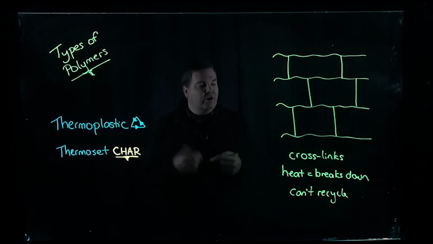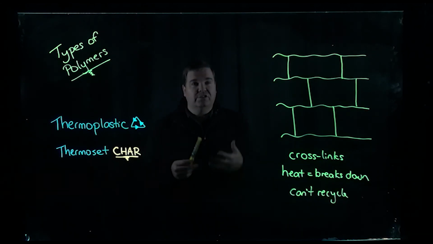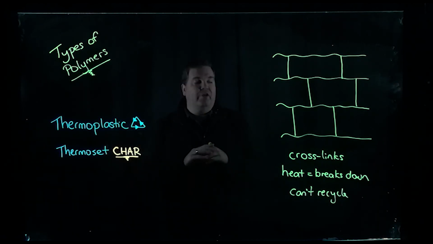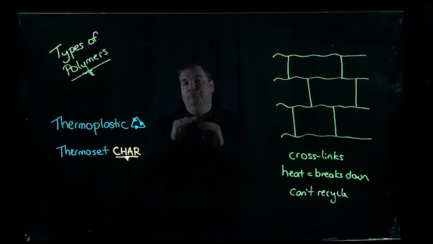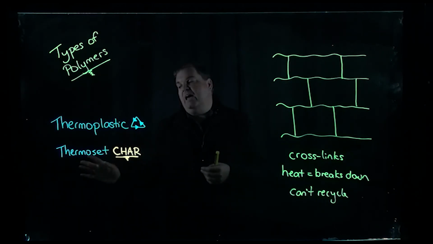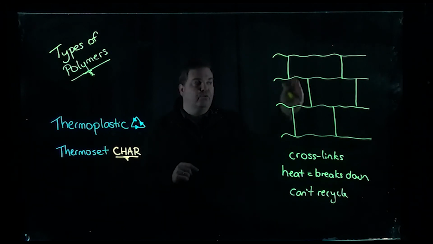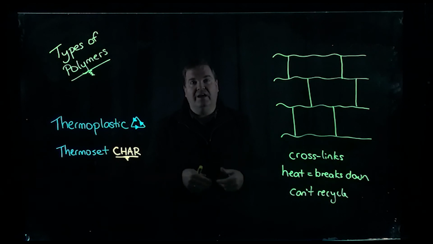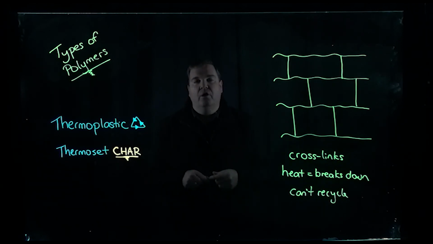All right, so hopefully this has been a good introduction and explanation of the different types of polymers. Thermoplastic ones, which have no crosslinks, all right, they go runny when heated and they can be remolded into other shapes, which means they're recyclable. And then we've got thermoset polymers, which have crosslinks between the chains, so when you heat them, they go black and char and they can't be recycled. All right, hopefully this has been straightforward.